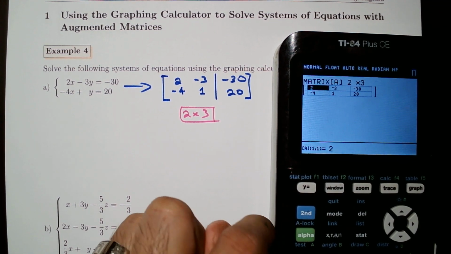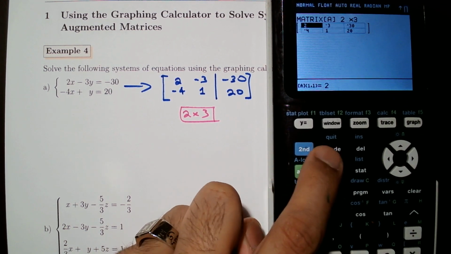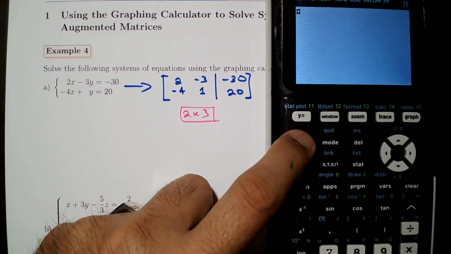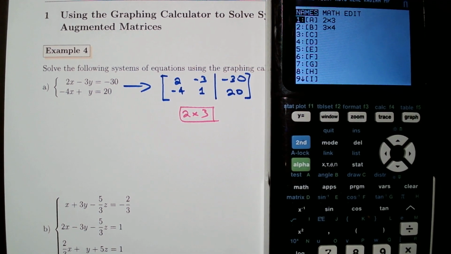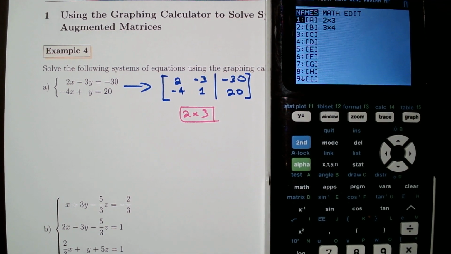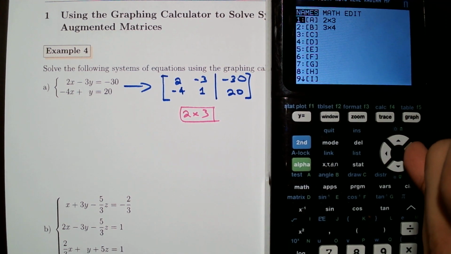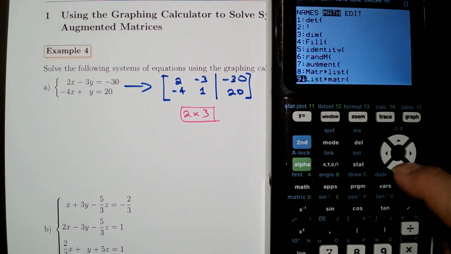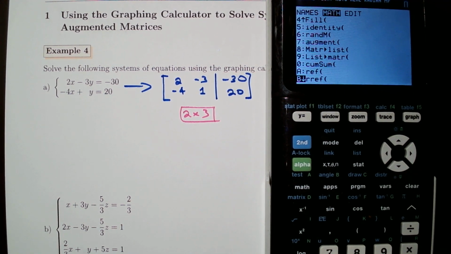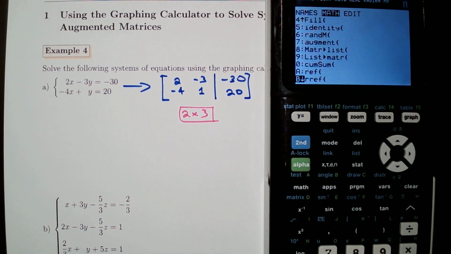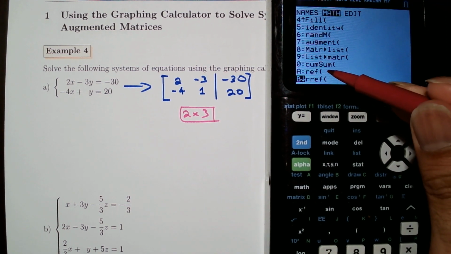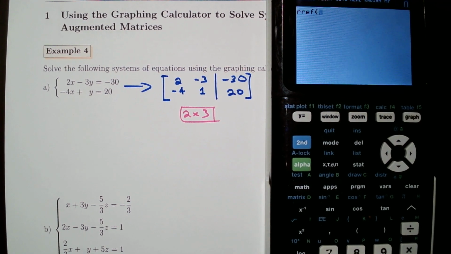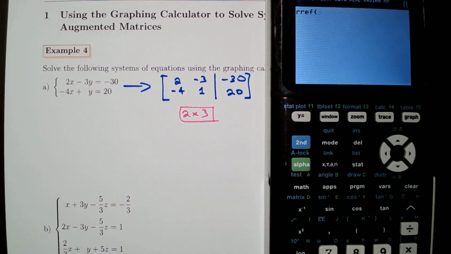What I'm going to do, I'm going to hit second and mode to quit. And then I'm going to go back to matrix, second matrix. And in this case, I'm going to choose a math operation. I'm going to do math, and I'm going to scroll down a few times until I get RREF. Notice I'm not using the REF, but the RREF, the one with the 2 R's. Okay, so that's the operation I'm going to do on a matrix.